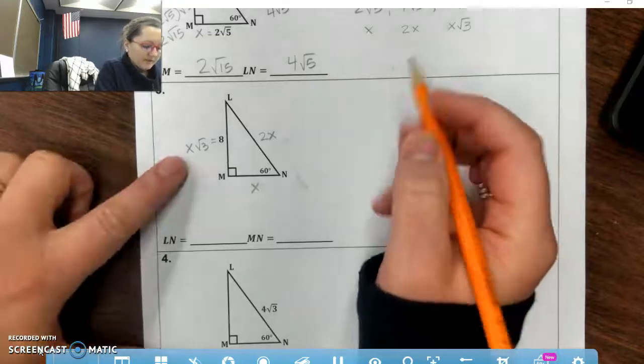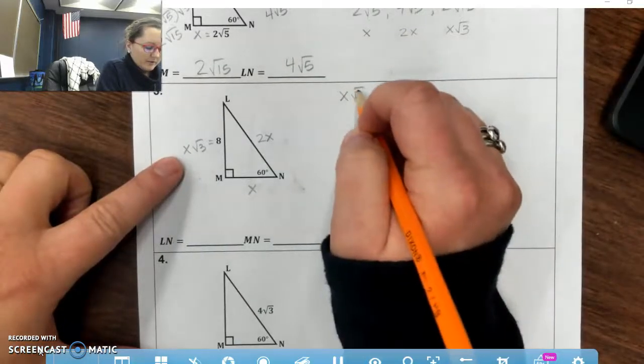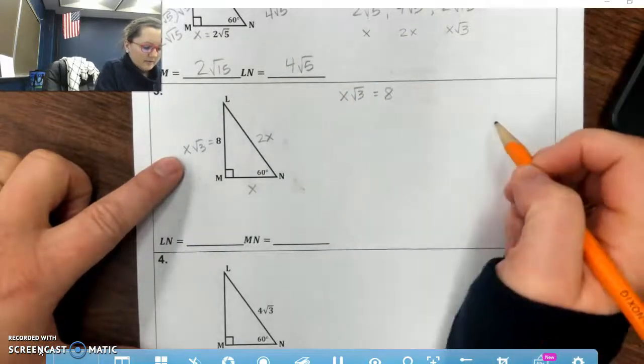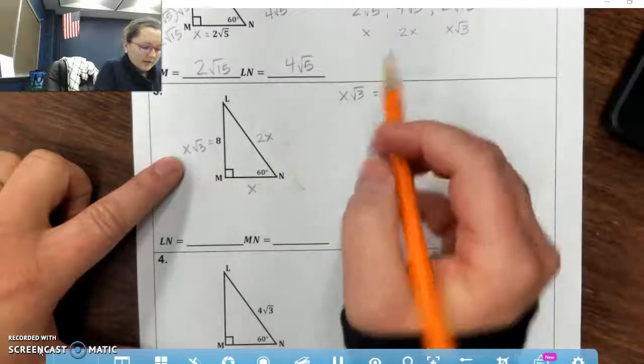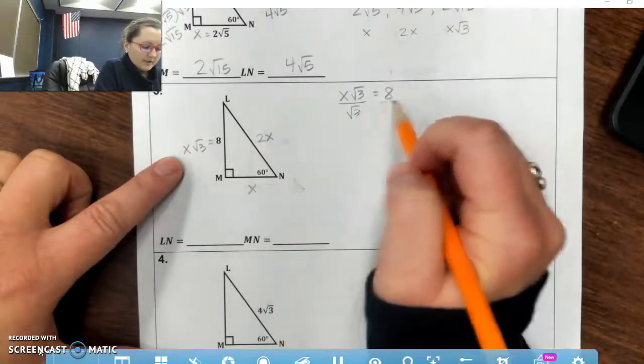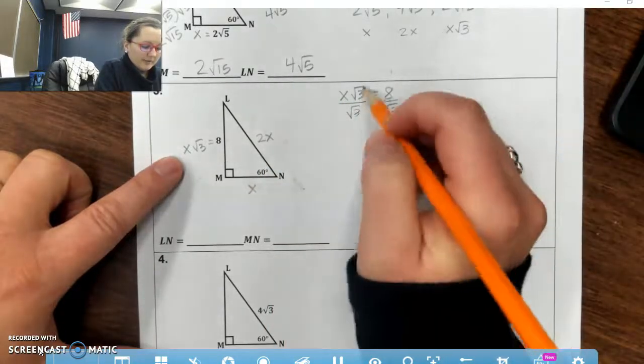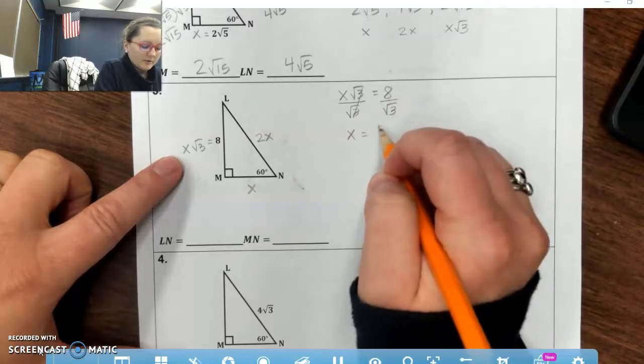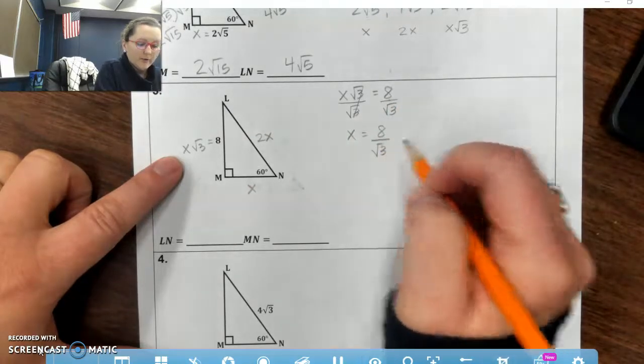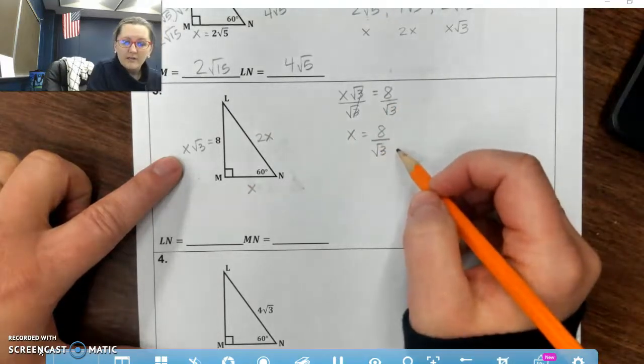So I need to set up my equation. x root 3 equals 8. Now let's solve. Ugh, this is going to be yucky, isn't it? Divide by root 3. Cancels there. x equals 8 divided by root 3. Remember our math rule, you can't have any radicals in the denominator, so we have to rationalize.